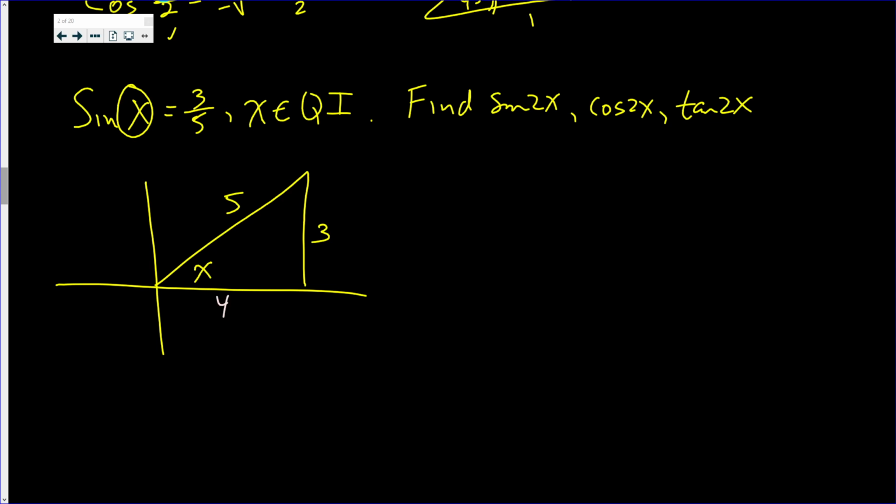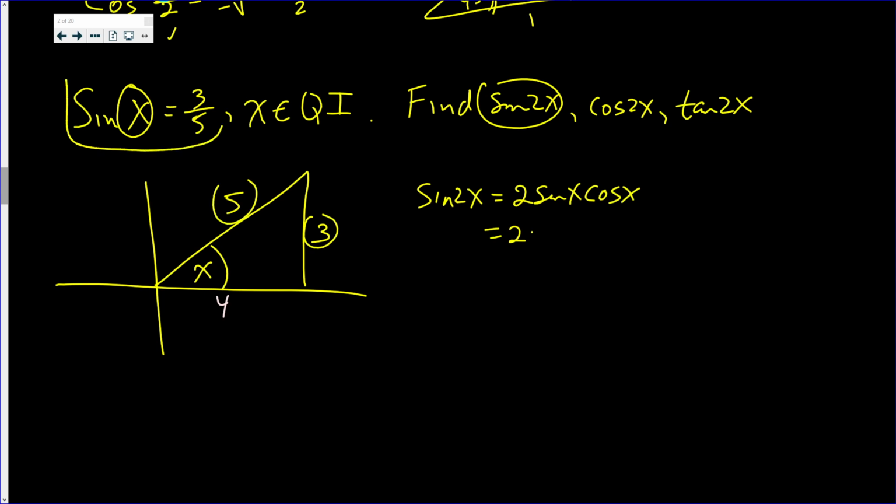And now you just need to know your formulas. Sine of 2x is 2 sine x cosine x. Well, I know sine x, you can either say it's opposite over hypotenuse, or you can say they gave it to us. Either way, you should get 3/5. The cosine of x, well, we needed the 4. It's adjacent over hypotenuse. It is 4 over 5. So you get 24 over 25.